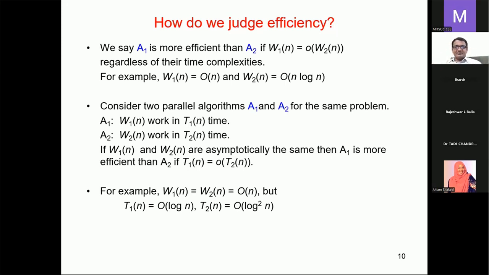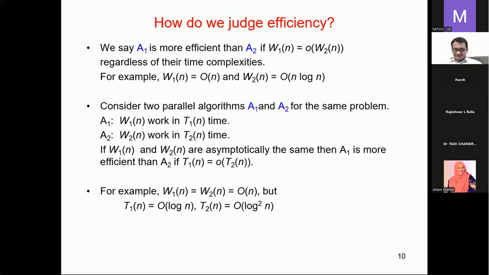So W1 and W2 of n are asymptotically the same. Then A1 is more efficient than A2, under the same condition that T1 of n is represented as big O of T2 of n, as in the earlier example. Making sense? Please try to understand, I'm giving you an example here. W1 of n and W2 of n are both O of n. But T1 of n is, for example, log n and T2 of n is log square of n.